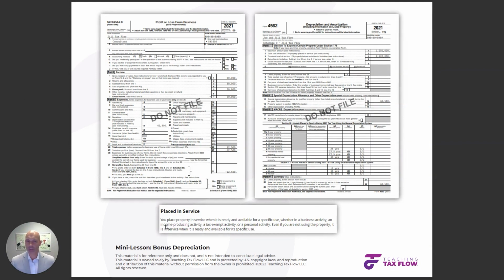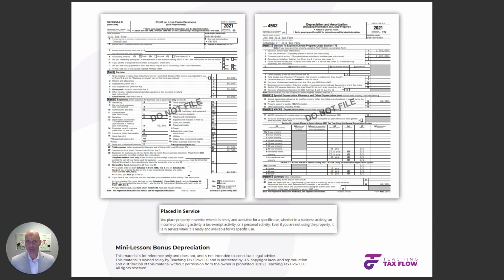We're going to talk first about when an asset's placed into service. That's a question we get constantly on Teaching Tax Flow, especially for rental properties or people buying a piece of equipment right at the end of the year. You place a property into service when it's ready and available for specific use. It could be a rental property, could be business activity. So when a vehicle or a piece of equipment is ready for use, or a rental property is ready to be rented and you're advertising it, that's when it's placed into service.